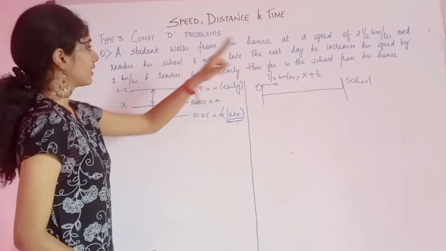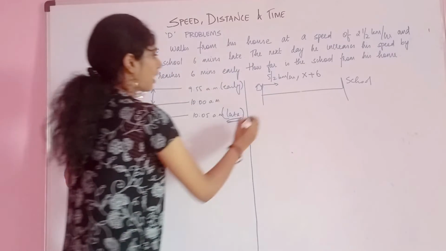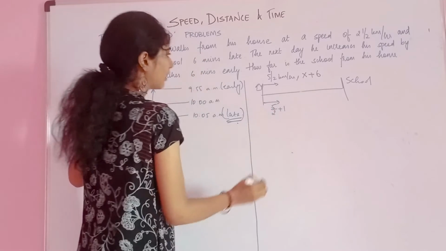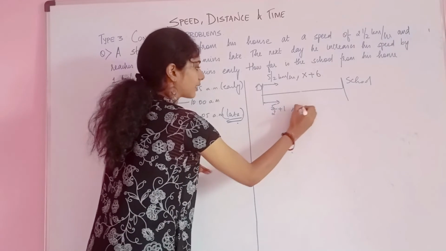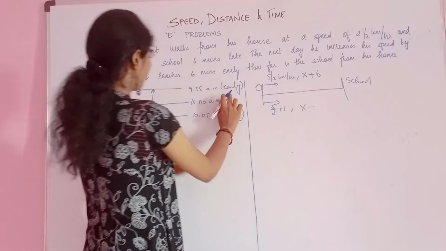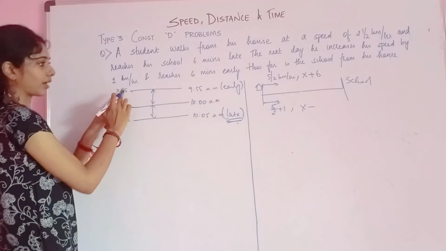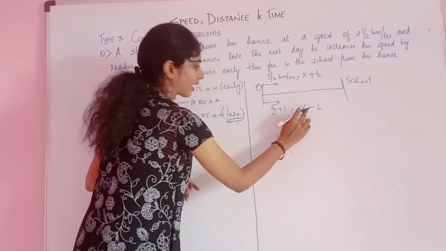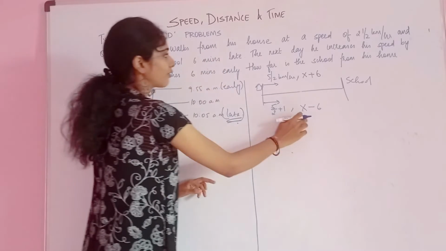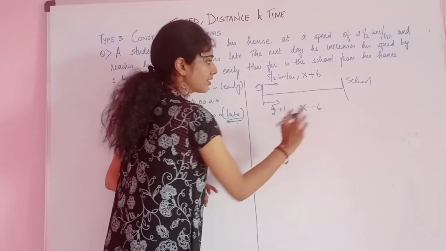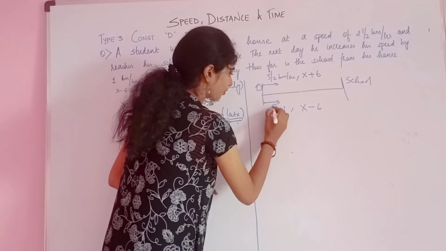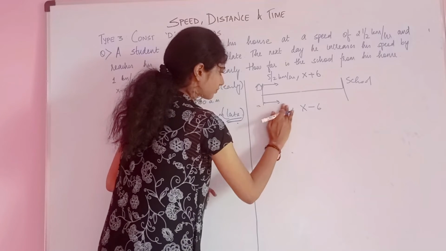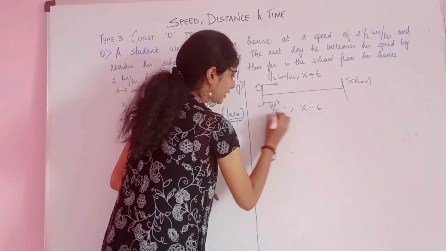The next day he increases his speed by 1 km per hour. So it is 5 by 2 plus 1. Then he reaches 6 minutes early. So early means subtract. X minus 6. If x is going to be his original time, the required time to be at school, and he's going to reach 6 minutes early, it's x minus 6. Alright? So 5 by 2 plus 1 is 7 by 2 km per hour. So he's going to go at 7 by 2.